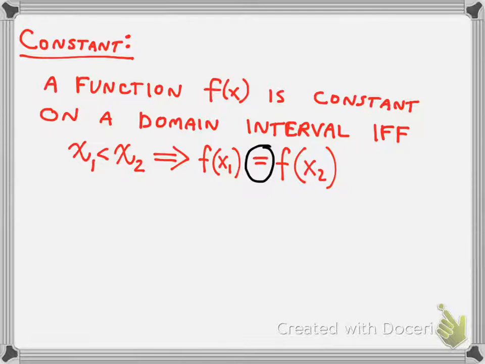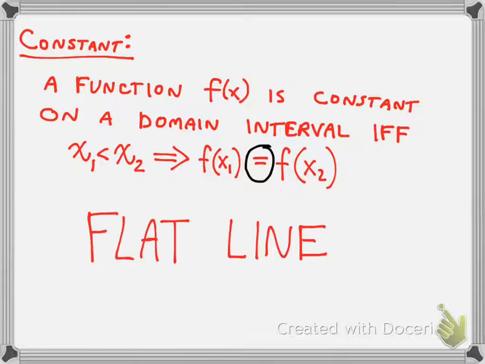So a function f of x is constant on a domain interval if and only if x1 is less than x2, then f of x1 equals f of x2. More informally, we can say that the graph is a flat line on this interval.